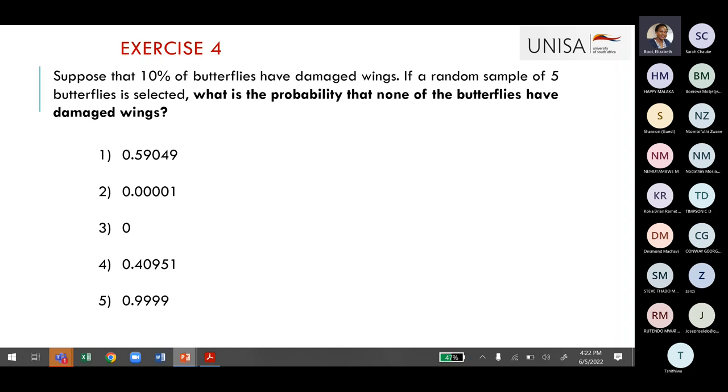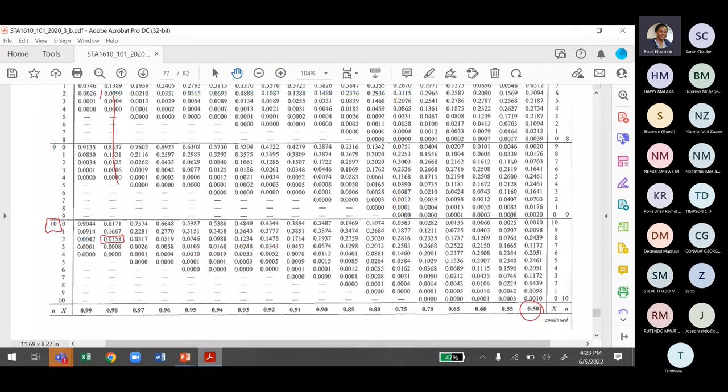Suppose that 10% of the butterflies have damaged wings. If a random sample of 5 butterflies is selected, what is the probability that none of the butterflies have their wings damaged? What is none? It's a zero. So what is the probability that X is equal to zero? Where our pi is 0.1, and N is 5. I'm just going to leave it for you to find the answer.